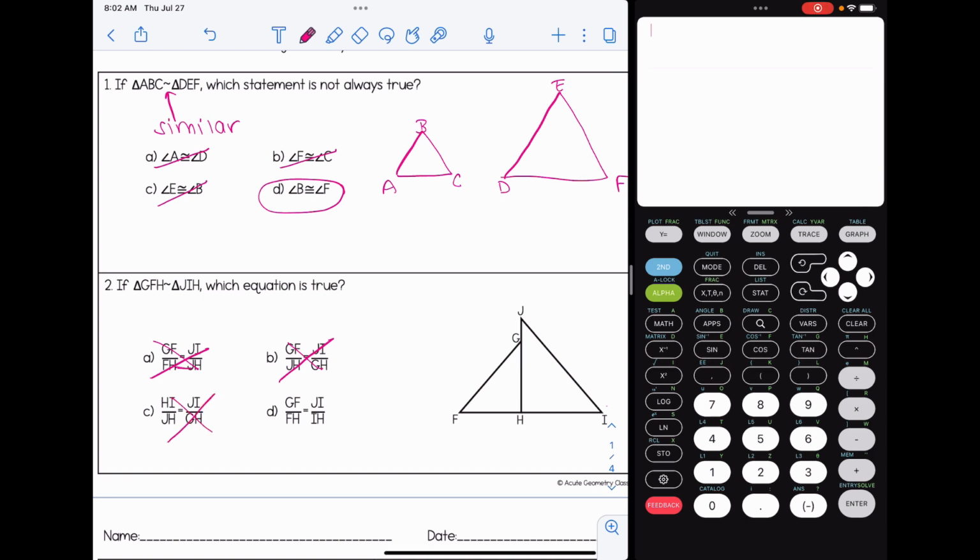And then let's just verify D is right. GF and FH, JI, IH, everything matches up. GF and JI match, FH and IH. So choice D is correct.